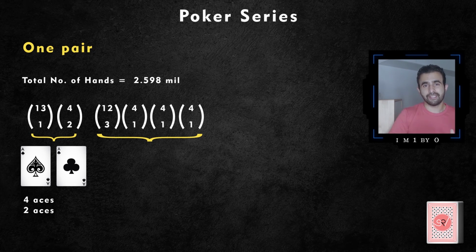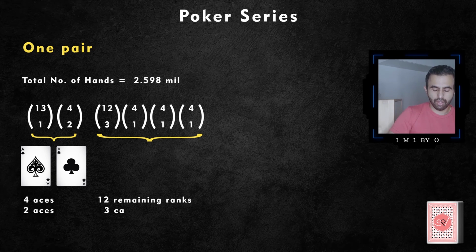For the second part, I can select any random card. I can select 3 random cards, in fact, right? But I can't select an ace, which means I have only 12 choices. I can select only out of the 12 remaining ranks, right? How many cards do I need to select? I need to select 3 cards. Now, for each of these 3 cards, I have 4 suits, right? So, out of the 4 suits, I select any random card from each of the suits.